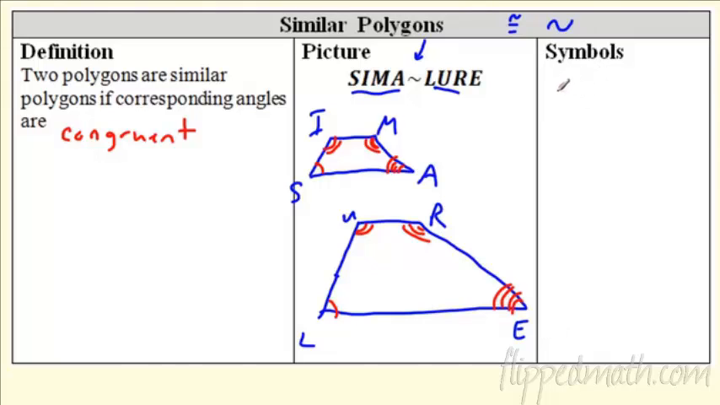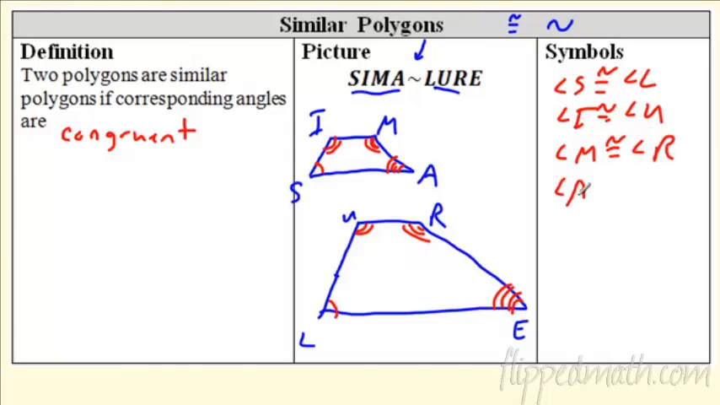We still have congruent parts. So S is the same thing, and we just marked this to L. We said I is congruent to U. M is congruent to R. And what was the last one? A is congruent to E. So naming is very important again. They have to match up when you name it. S is to L, I is to U. They have to match up when you're naming these.